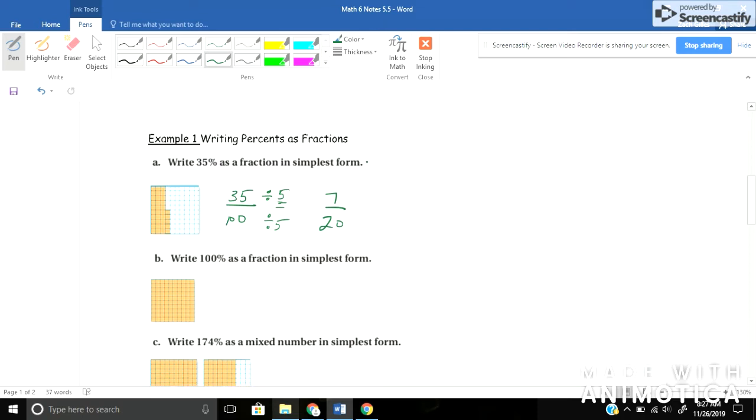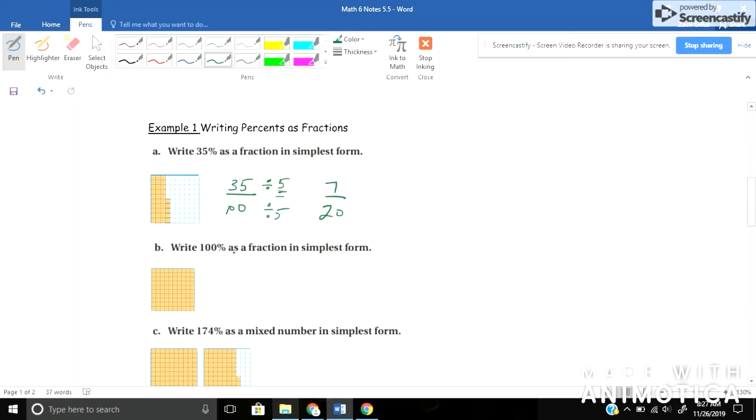Letter B says write 100% as a fraction in simplest form. All right, well, I just need to write my percent over my total. So anything divided by itself, 100 divided by 100 would give me 1. So 100% as a fraction is actually 1 whole. And 35% as a fraction was 35 over 100 simplified to 7/20ths.